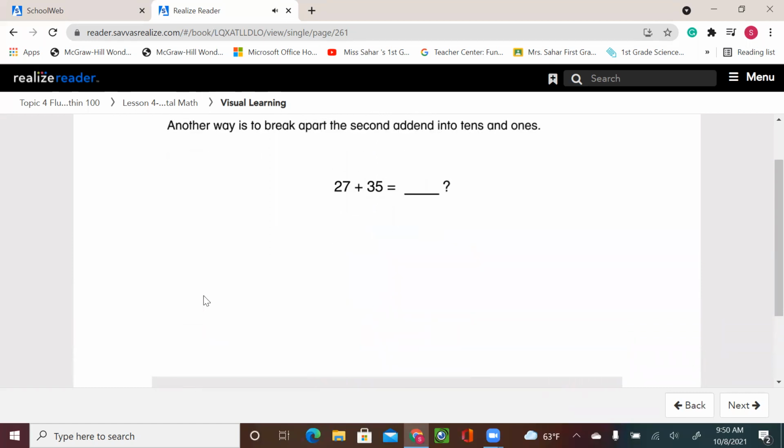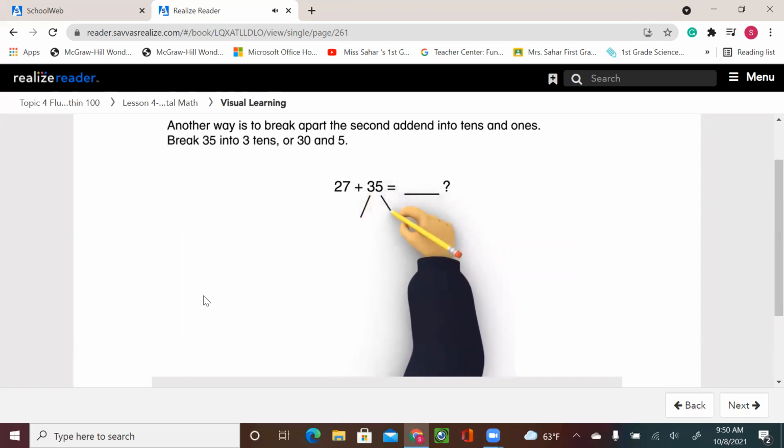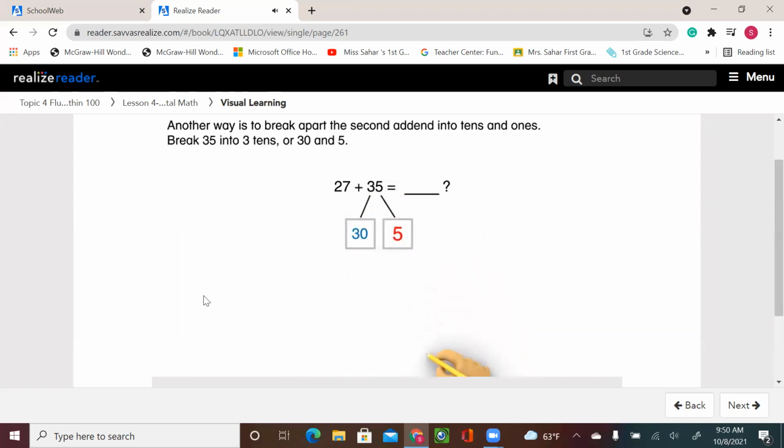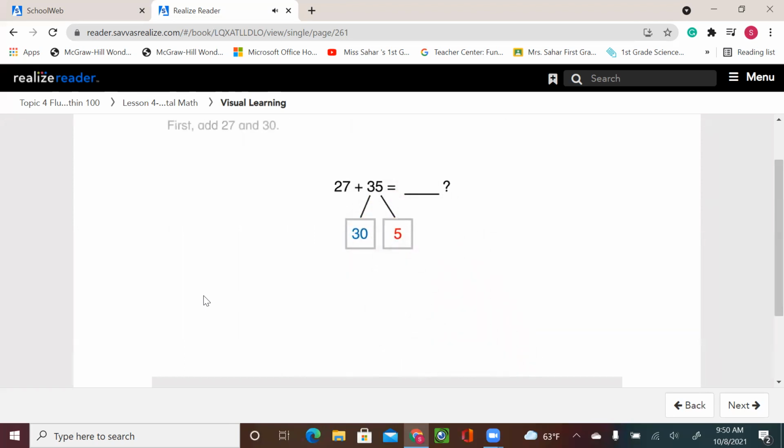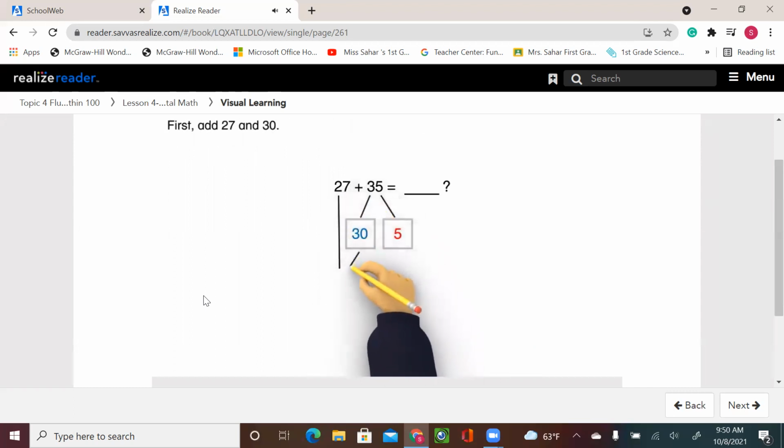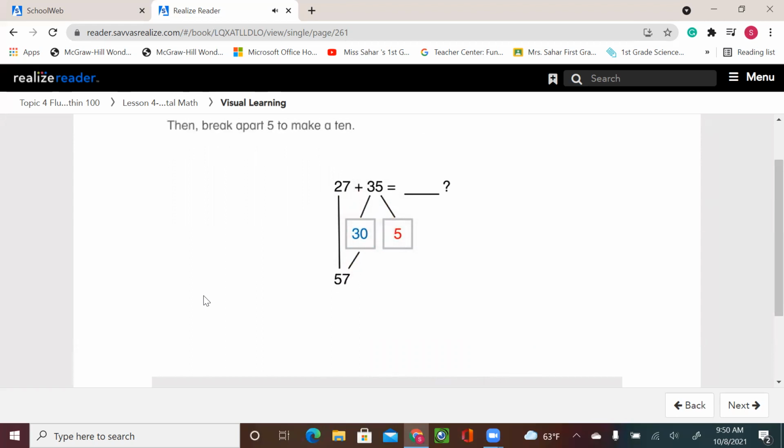Another way is to break apart the second addend into tens and ones. Break 35 into 3 tens, or 30, and 5. First, add 27 and 30. 27 plus 30 equals 57. Then break apart 5 to make a 10. 7 plus 3 equals 10, so break 5 into 3 and 2.